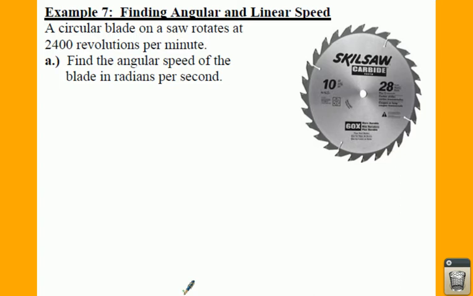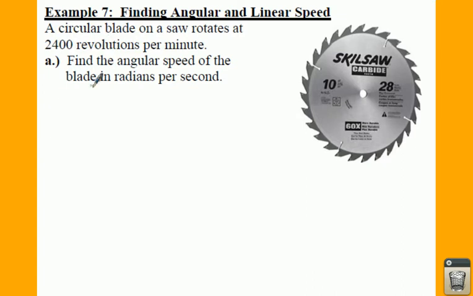Alright, so finally the last example here for section 1. Here we're going to be finding both angular and linear speed. So we're talking about a circular saw blade that rotates at 2400 revolutions per minute. If you think about that, that's quite a bit. We want to find the angular speed of the blade in radians per second.